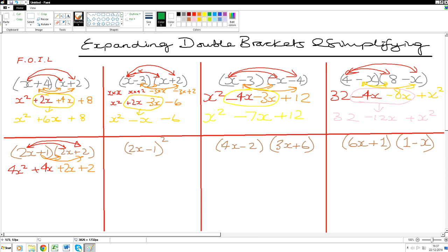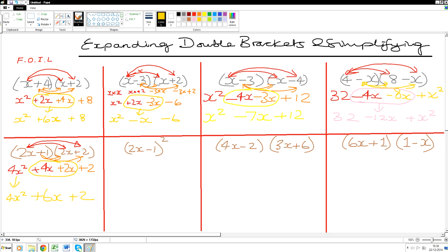We collect like terms. The like terms are the x terms because they are the similar ones. The 4x squared is not similar to anything else, so we just literally copy it down. Plus 6x, and then copy down the plus 2, and we have finished that question.